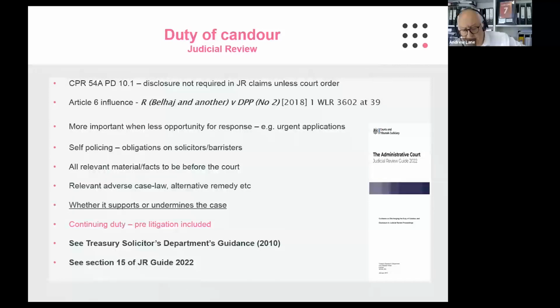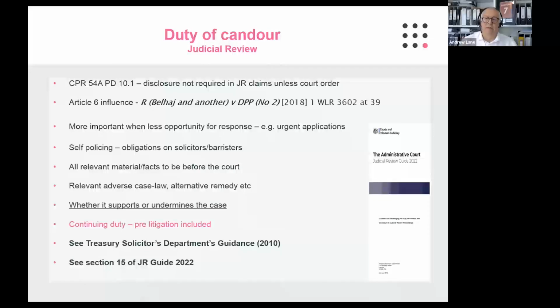It's very much a question emanating from Article 6, and of course the right to a fair hearing. But it goes further than that, because it's not just about the right of the parties to know what the relevant facts are. It's about the right of the court to know that information so that they can make a proper decision based on the true facts. It's more important, of course, when there's less opportunity for a response.